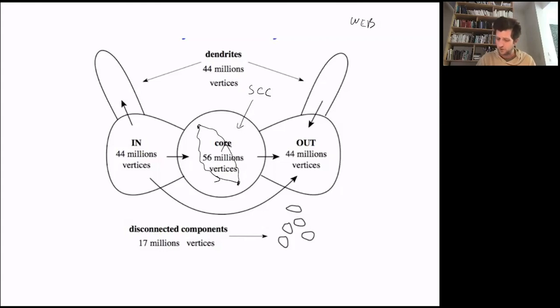But we also have other components that naturally come from this notion of strongly connected component. We have the out components. Those would be all of the nodes that can be reached from the core, but you cannot go back to it. You have the in component, which are all of the nodes such that you can reach the strongly connected component from the in component, but you cannot go back. But you can also have these dendrites. Those would be nodes such that if you start from the in component, you arrive in the dendrite, but you cannot go back to the in component. And you can also have these other dendrites that go this way.